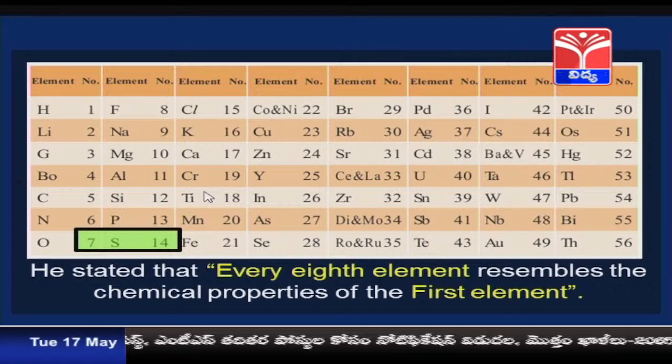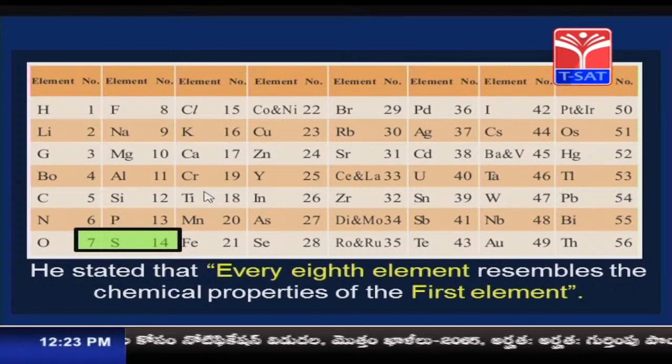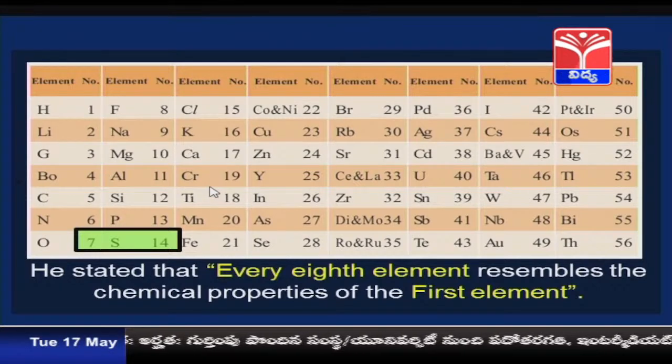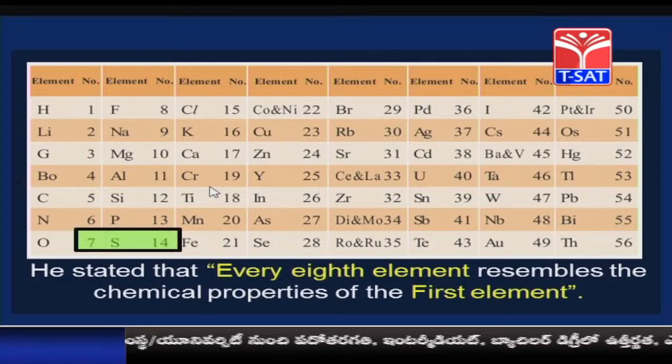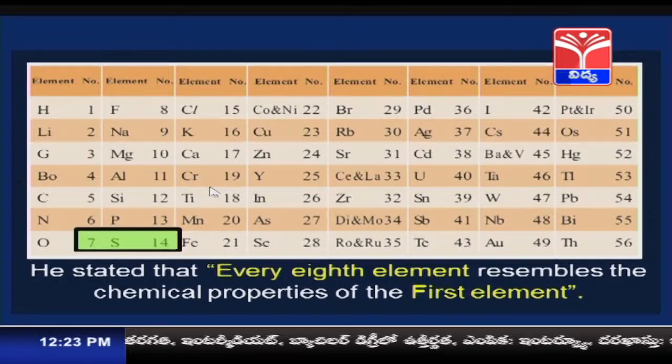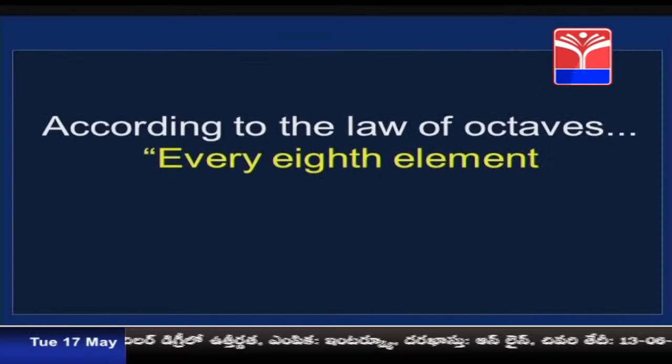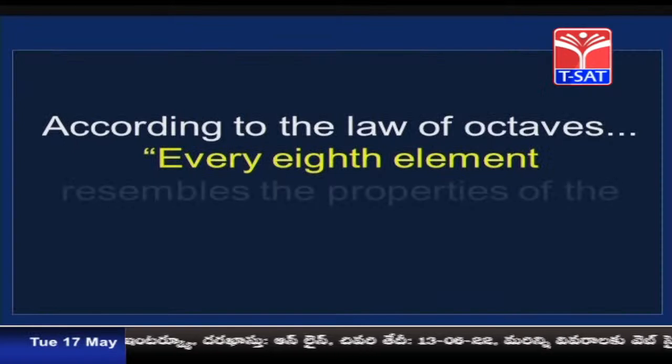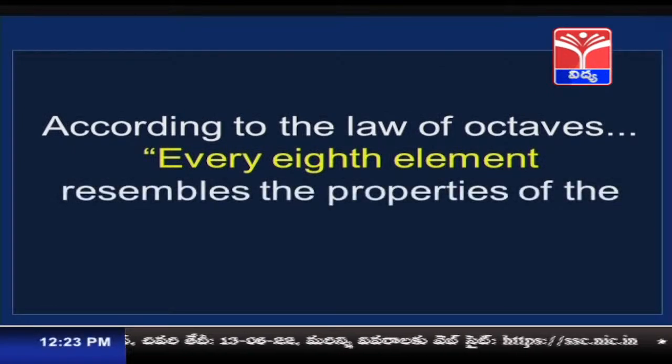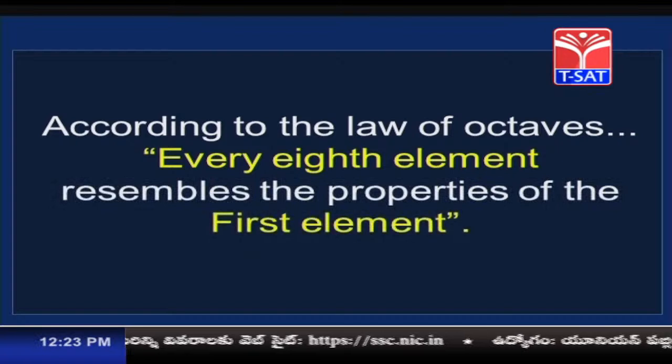Like this, every 8th element has the same chemical properties as the first element in his periodic table. According to the law of octaves, every 8th element resembles the properties of the first element.